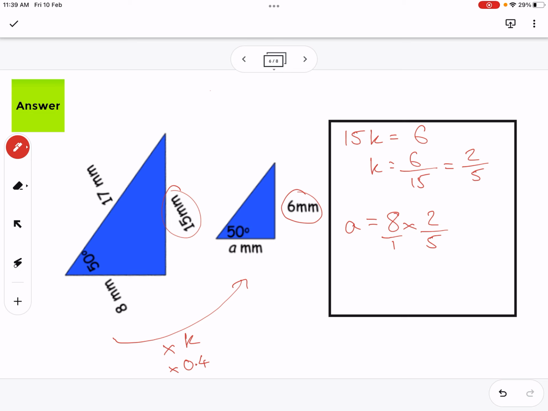It also helps to see if any cancellations can happen between the top and the bottom, but 8 and 5 have no common factors. We can't cancel anything down. So 8 times 2, that's 16. 1 times 5 is 5. We could leave it like that, or I could write it as, how many times does 5 go into 16? It goes 3 times with remainder 1. So I could write 3 and 1/5 for my answer. So either would be acceptable there.